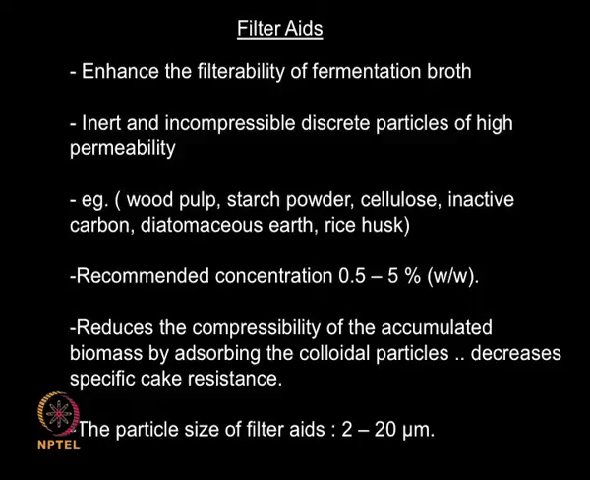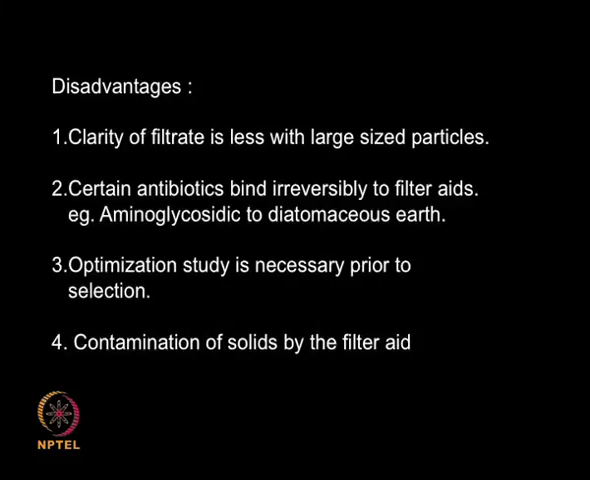So basically what does it do? It reduces the compressibility of the biomass, it reduces the specific cake resistance. If you remember, specific cake resistance in Darcy's law comes in and it has a very important bearing on the flow of the liquid as well as the rate of filtration. So it decreases the specific cake resistance. Generally the particle size of these filter aids is between 2 to 20 microns. There are some disadvantages in the use of filter aids. If there are advantages, there are always disadvantages, in any process you select.